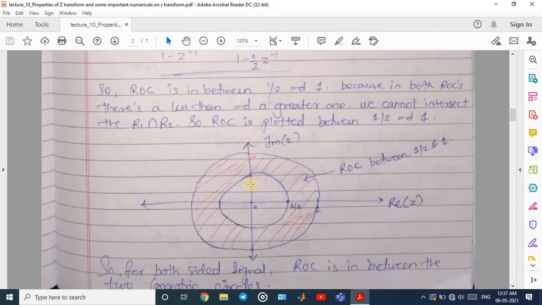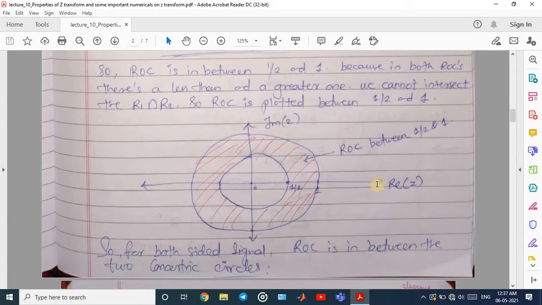So this is the plot of ROC. This is the real part, this is the imaginary part. So now we need to draw two poles, half and 1. Half can be written here, 1 can be drawn here. And as I said, ROC is in between the two concentric circles. So draw the circles and draw the ROC in between the two circles.